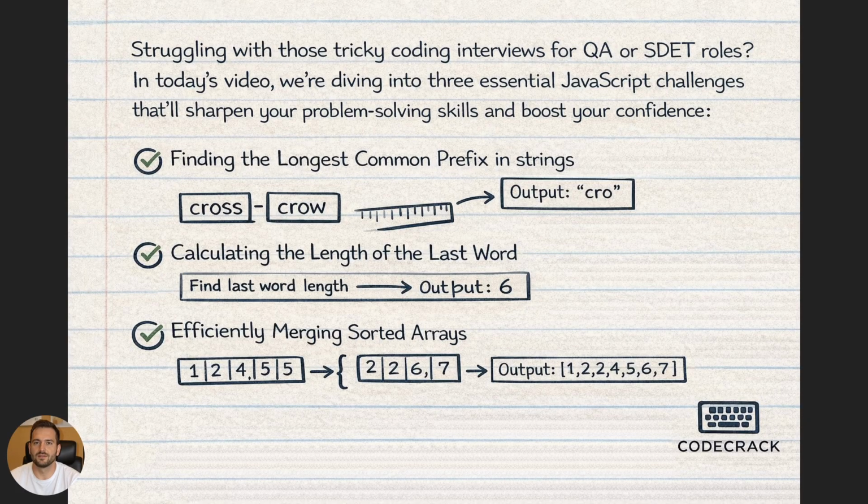Hi, engineers. Struggling with those tricky coding interviews for QA or SDET roles? In today's video, we're diving into 3 essential JavaScript challenges that'll sharpen your problem-solving skills and boost your confidence. Finding the longest common prefix in strings, calculating the length of the last word, and efficiently merging sorted arrays. Whether you're a beginner or brushing up, I'll walk you through each one step by step with clear explanations, code breakdowns, and tips to nail them in real interviews. Let's level up your coding game, so stick around till the end.